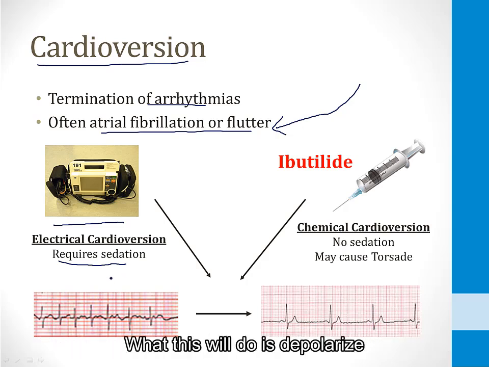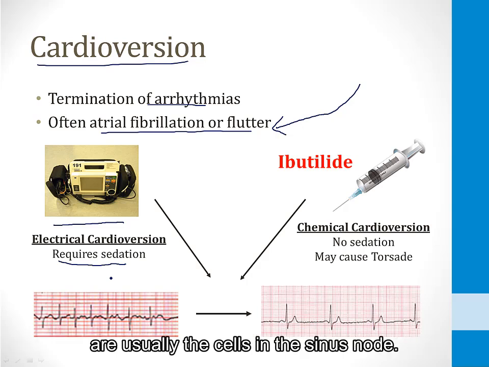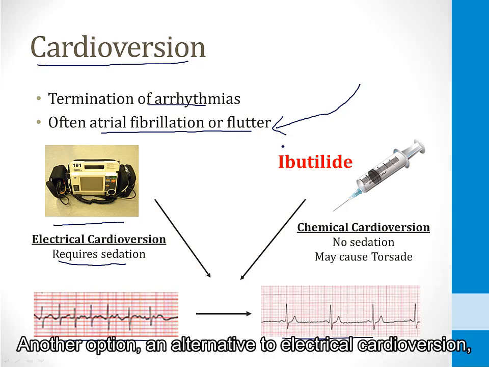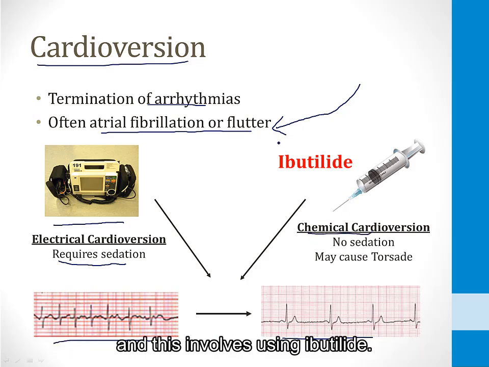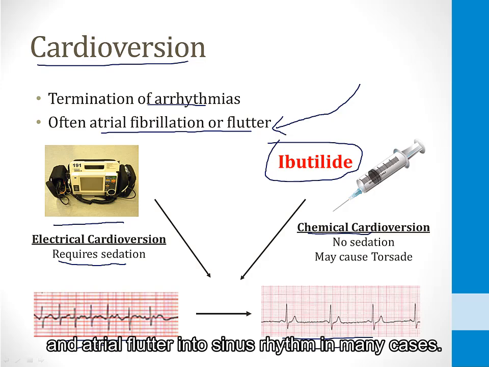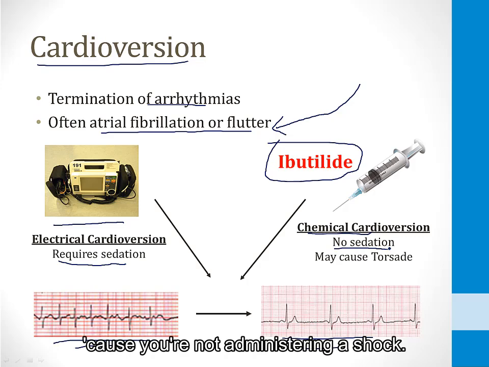What this will do is depolarize all the conducting cells in the heart, and the first cells to wake up and begin repolarizing again are usually the cells of the sinus node. Thus, this will convert an arrhythmia like atrial fibrillation into sinus rhythm. Another option, an alternative to electrical cardioversion, is called chemical cardioversion, and this involves using ibutilide. Ibutilide will also convert atrial fibrillation and atrial flutter into sinus rhythm in many cases. The advantage is that no sedation is required because you're not administering a shock.